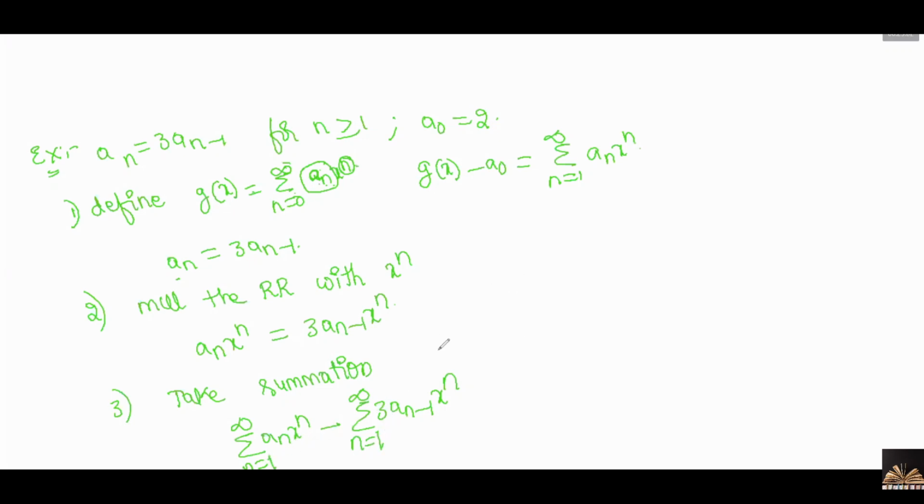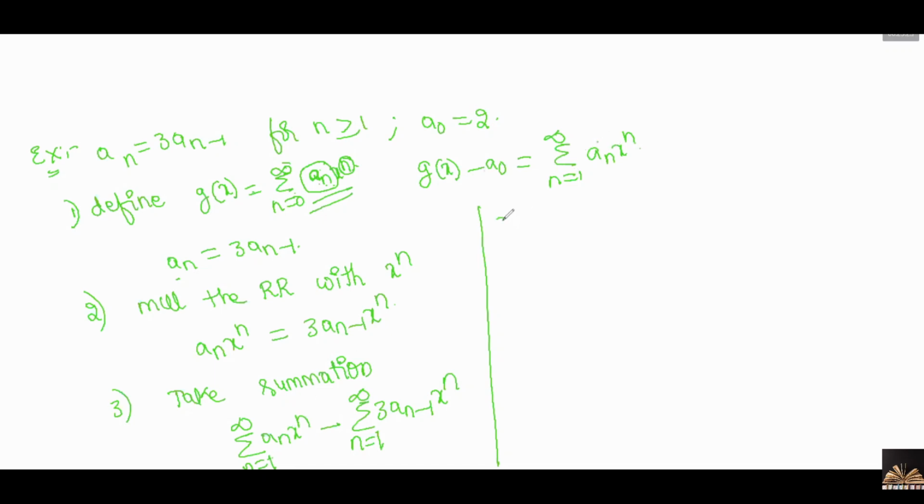Now you have to take the summation. What you need to do is convert these terms in the recurrence relation to get a form of g of x. You need to get this g of x. Now you can write this as summation of n equal to 1 to infinity an x power n.